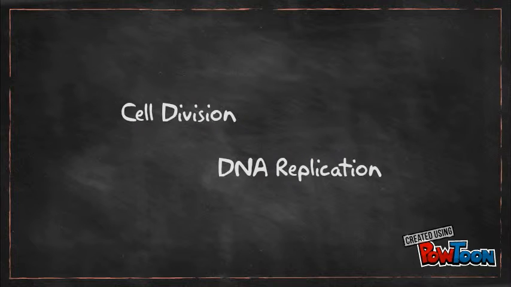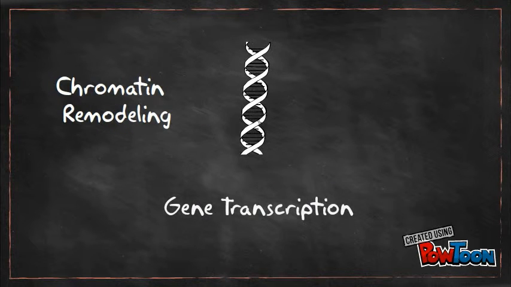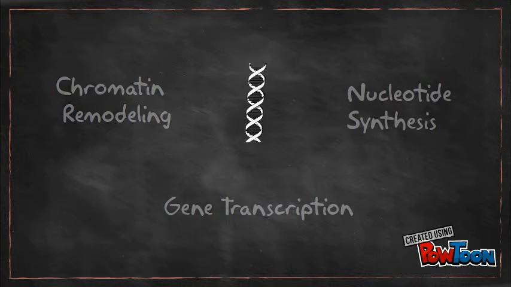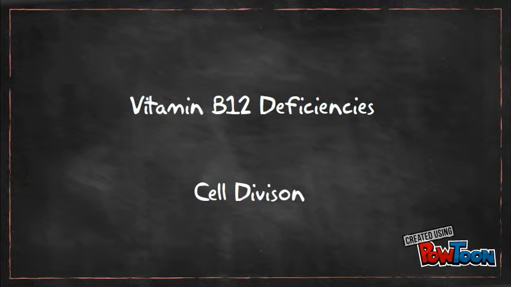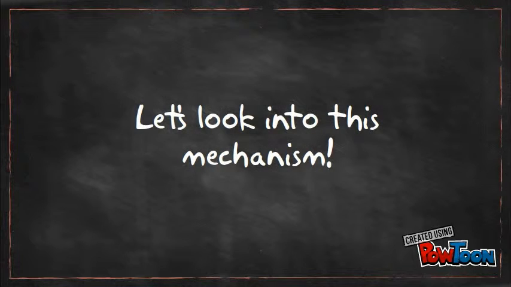Why is this? Vitamin B12 contributes to processes involved in cell division and DNA replication, like chromatin remodeling, gene transcription, and nucleotide synthesis. So vitamin B12 deficiencies can lead to problems with cell division. Let's look into this mechanism.